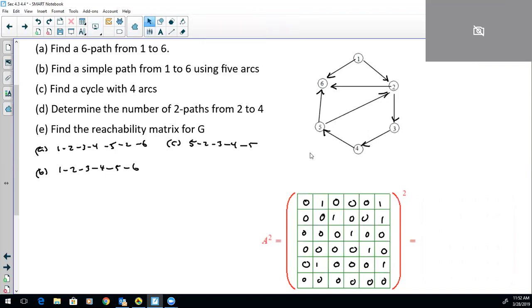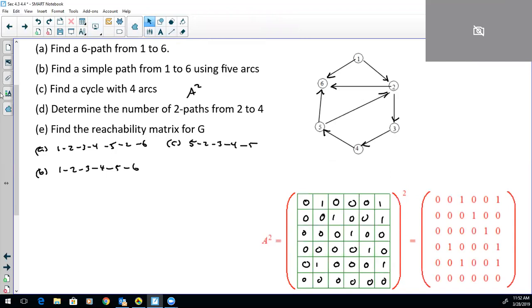Now, 2 paths. We're going to look at the square of that. That's why I already have the square written down here. And I've done that. It's a pretty sparse matrix here. If we're looking at two paths from 2 to 4, so I start here at row 2, go to column 1, 2, 3, 4, and there's only one. There's only one 2-length path starting at 2 and going to 4, and that's the one that goes 2 to 3 and 3 to 4.